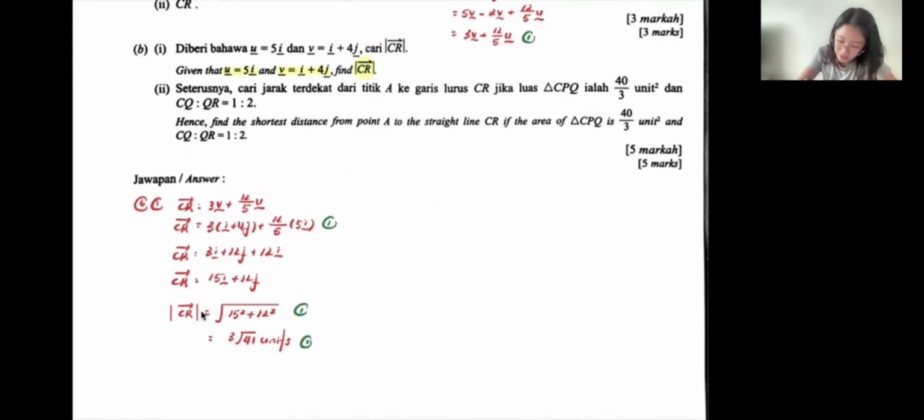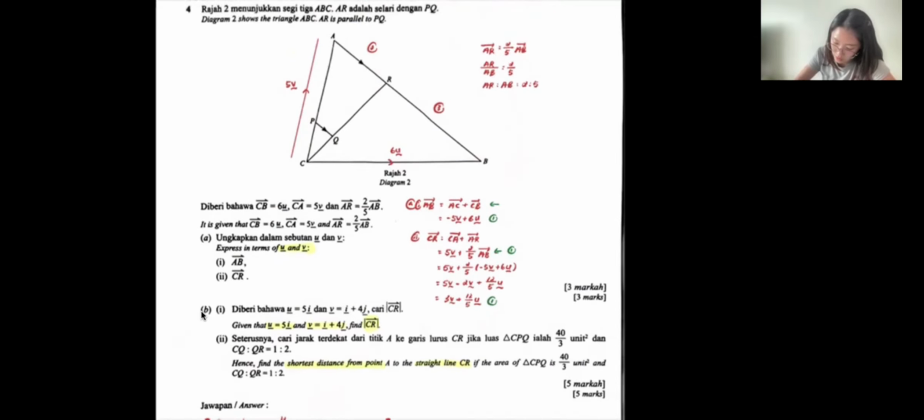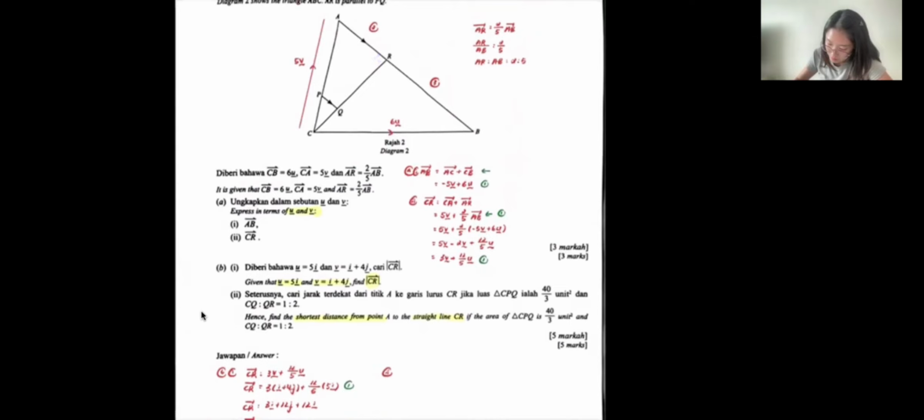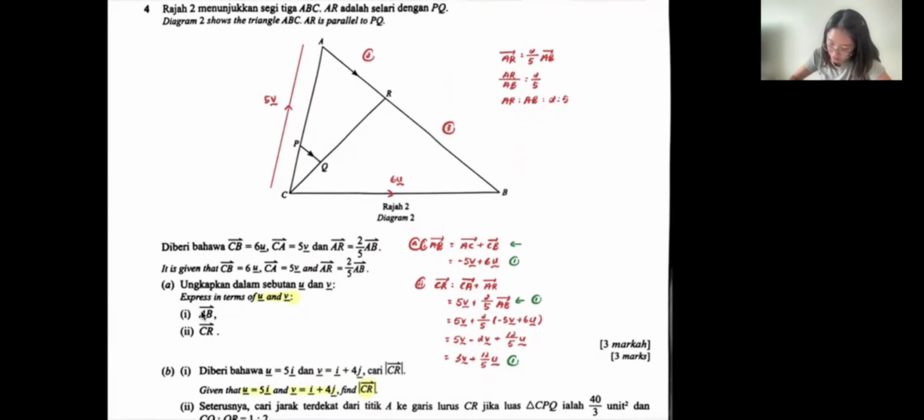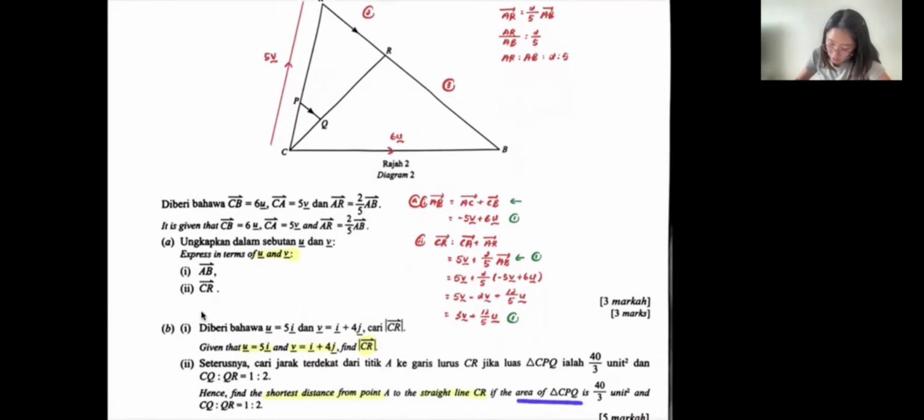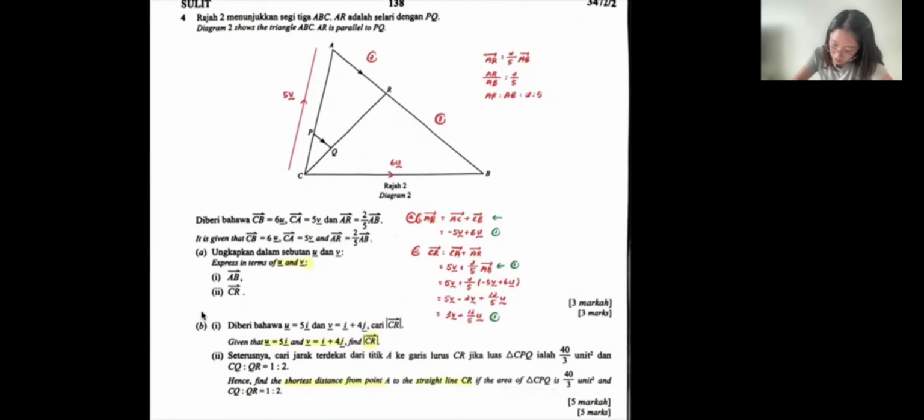And then part 2. Hence, find the shortest distance from point A to the straight line CR. Okay, A to CR is the perpendicular distance. We are not sure whether this is 90 degrees or not, but actually it is. Let's see. The area of CPQ, the small one, is 40 over 3 units squared. And CQ to QR is 1 to 2. CQ is 1 part, QR is 2 parts.